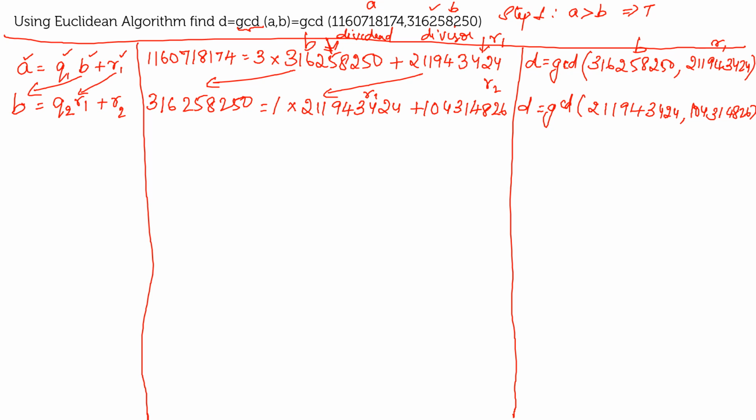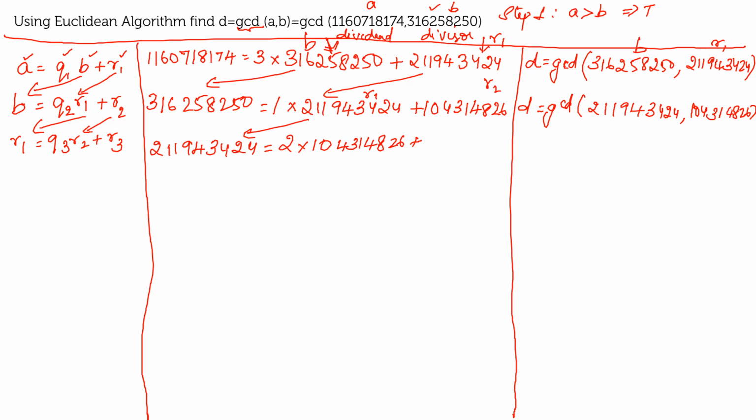Now what will be the next step? So now R1 will come to this side and R2 you are shifting. So R1 will be equal to Q3 into R2 plus R3. Okay, so now 211943424 will be equal to your quotient. You will get it as 2, 2 into 104314826. What will be your new remainder? The new remainder will be equal to 3313772.